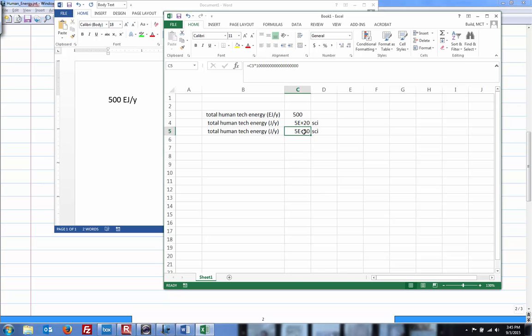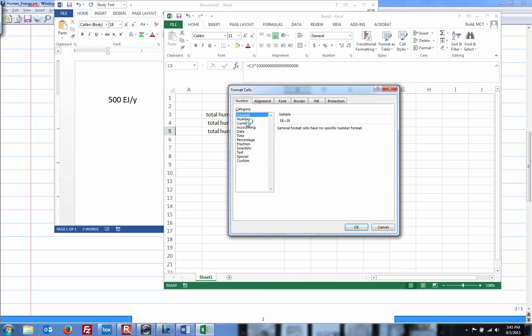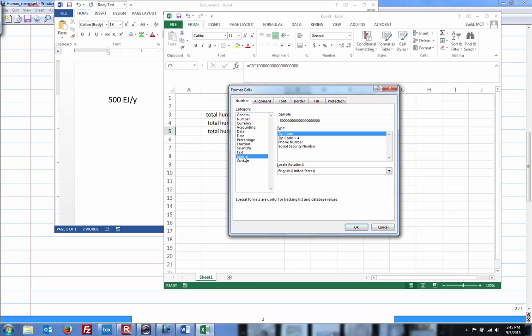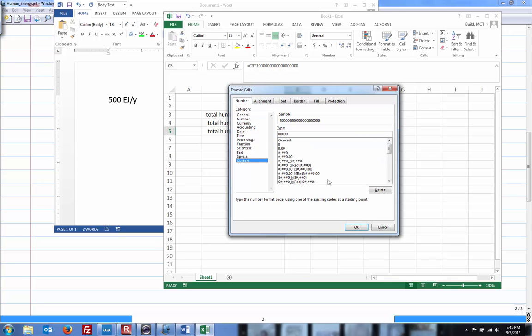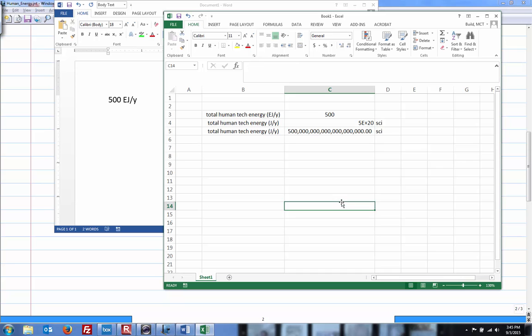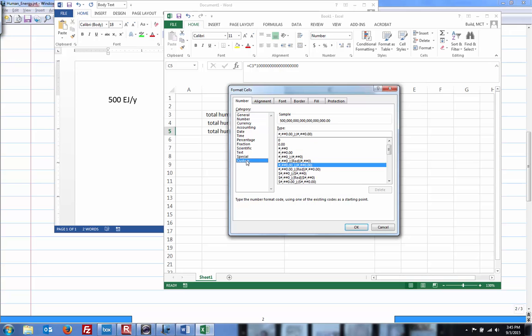So to do that in Excel, I think if I do a Control-1, Control-1 is going to bring up the formatting for me. And I think it's down here under Special. If not, it's under Custom. Okay, so if we dig down in here, let's try this. One of them will give me engineering. Okay, here we go. Yeah.